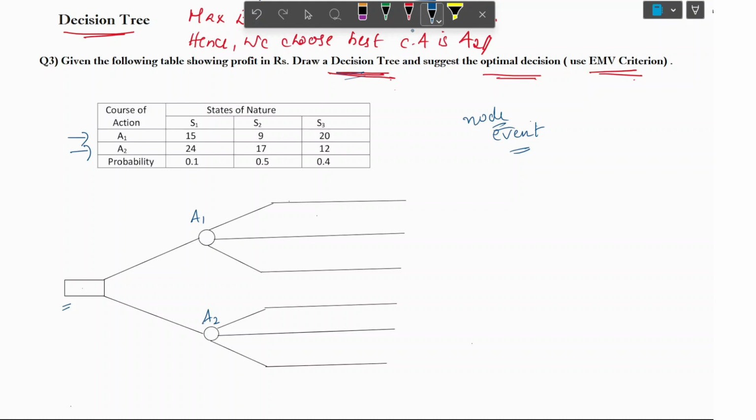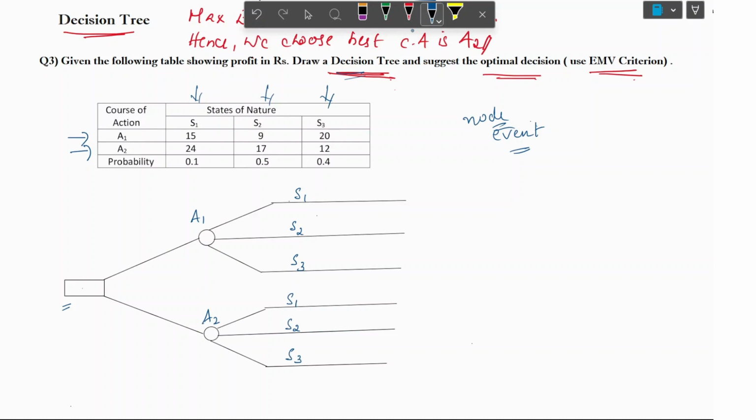Now how do I draw this for 3? That depends upon how many states of nature you have. Here there are 3. Therefore this line represents my S1, this line S2 and this line S3. That means for A1 there are S1, S2, S3, and for A2 again S1, S2, S3.